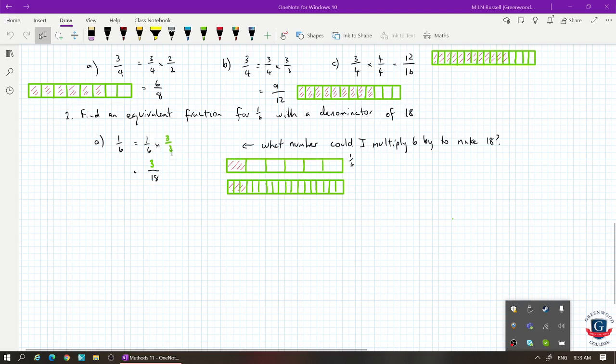If I want to find an equivalent fraction, I have to have it as that number on itself and then multiply. So I've got 3 on 3 here. 1 times 3 will give me 3. 6 times 3 will give me 18. I'll end up with 3 on 18 as my fraction.